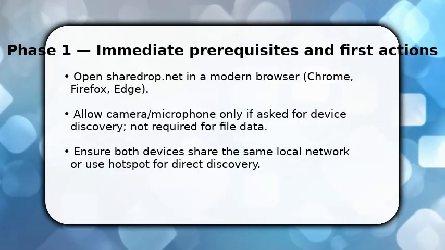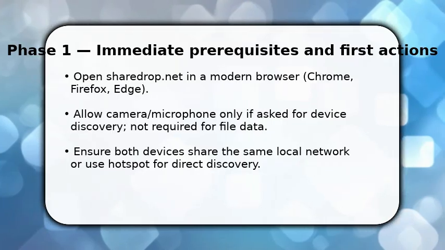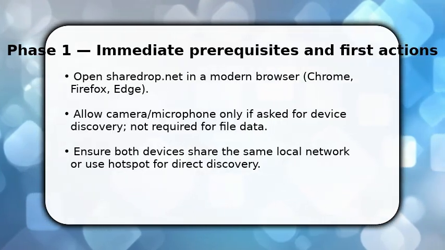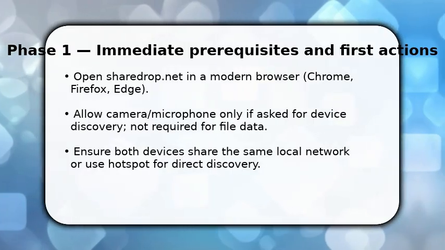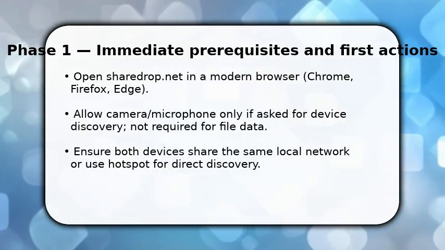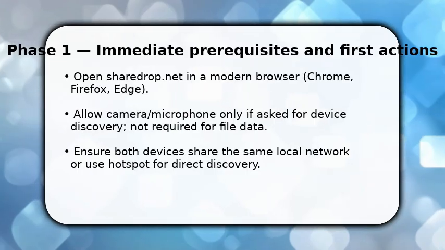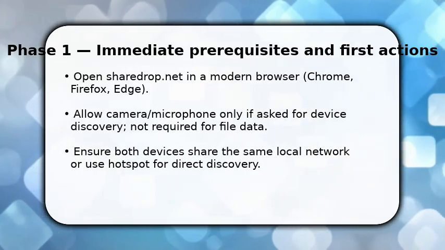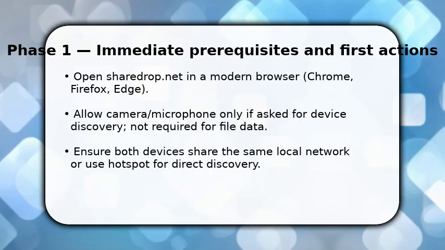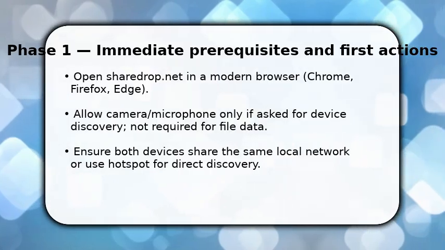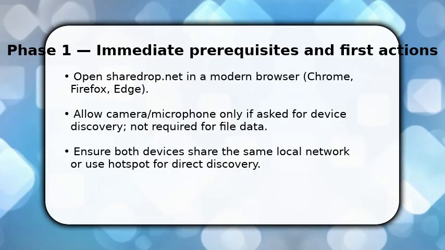You begin by opening Sharedrop in a modern browser on both devices. This uses WebRTC for direct transfers. Give the page permission prompts if asked for device discovery, but understand file data flows peer-to-peer. Next, set a clear name on each device so you can identify recipients. Once both devices appear as icons on screen, you're ready to start.